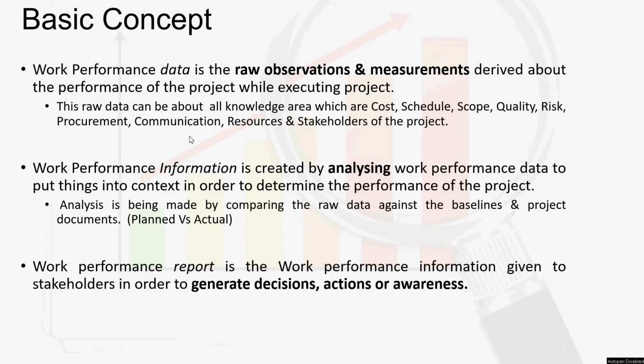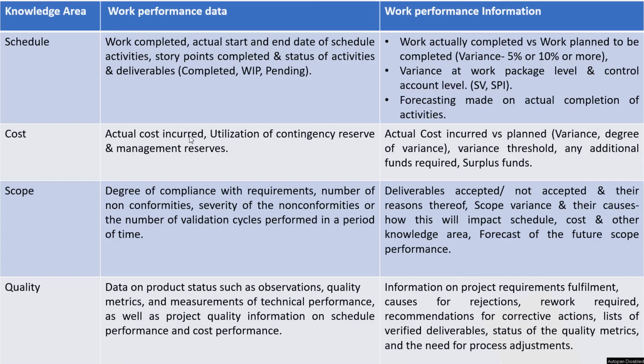Work performance data is the actual observations made during the execution phase of the project. So once our initiation and planning phase of the project is completed, and we move on to the execution phase of the project, then we make actual observations regarding the different knowledge areas, which can be cost, schedule, scope, and all other remaining knowledge areas of the project. Now you will ask me what these raw observations are all about and how they look. So let's move on to our next slide to take a few examples.